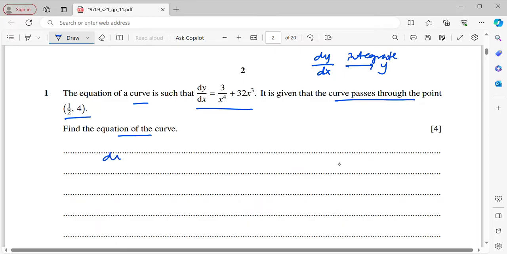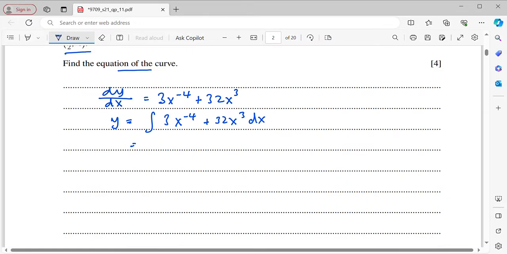From here, dy/dx equals 3 over x to the power of 4. I will move up the x to the power of 4. It becomes 3x to the power of negative 4 plus 32x cubed. Then my y is the integration of these two terms. When you do integration, you need to add 1 to the existing power. So I'm using this formula. Integrate ax^n dx, you take out the a and then integrate x^n. It will be x^(n+1) over n+1, then plus c.